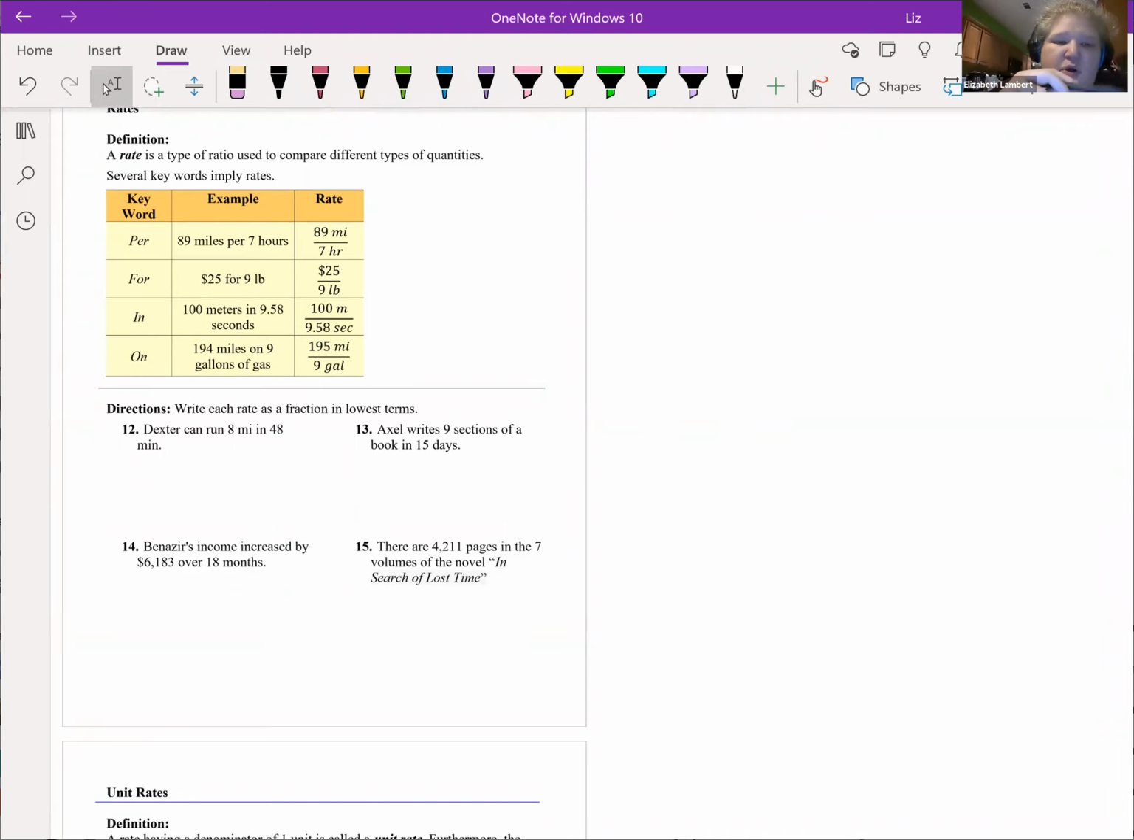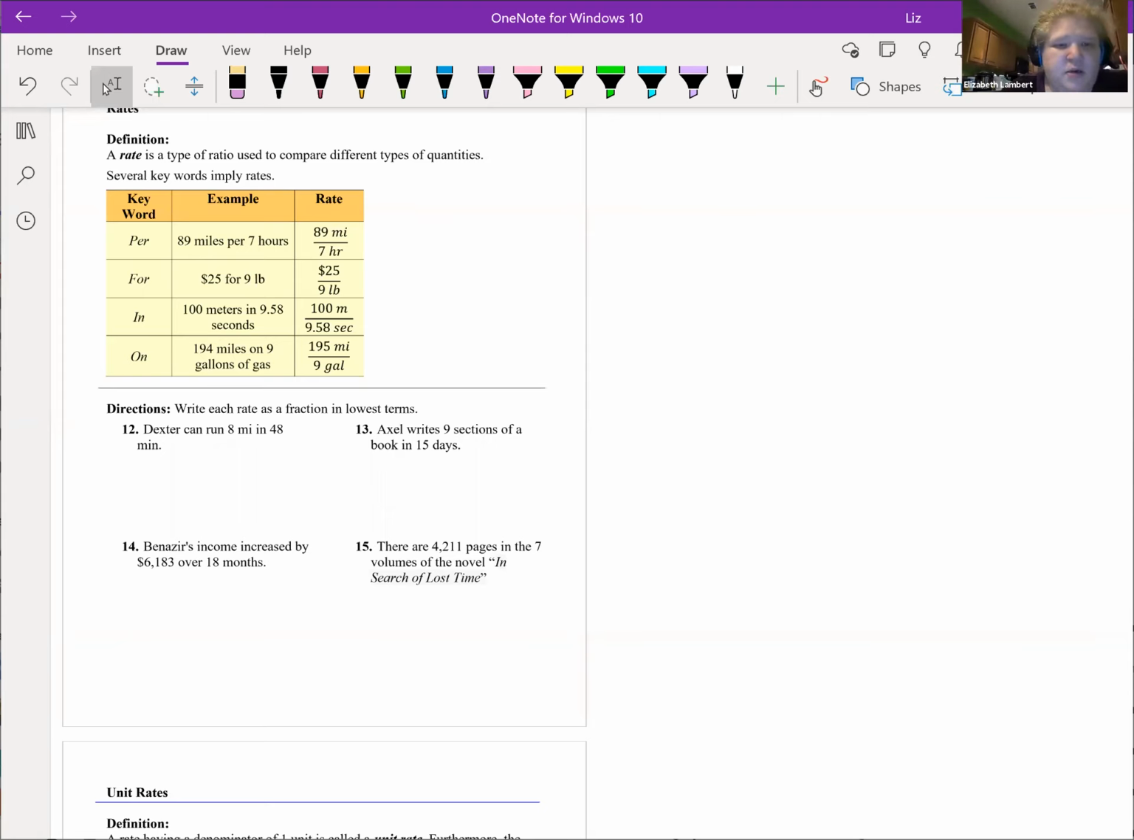And then there are several English keywords that imply a rate somewhere. So per is the one we see all the time, miles per hour. Then for is for pricing, $25 for 9 pounds, or 9 pounds for $25. People will say that either way, but when we want a usable rate, we usually want the money on top because we want to know how many dollars per item.